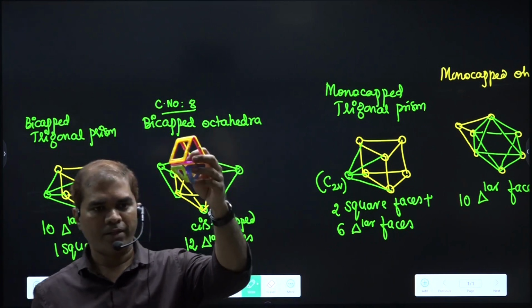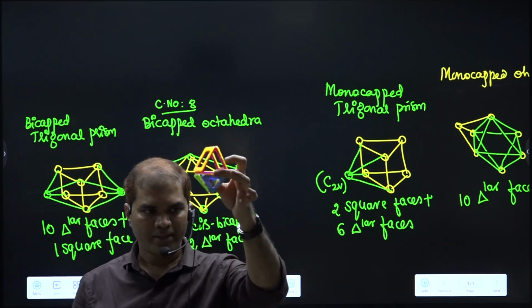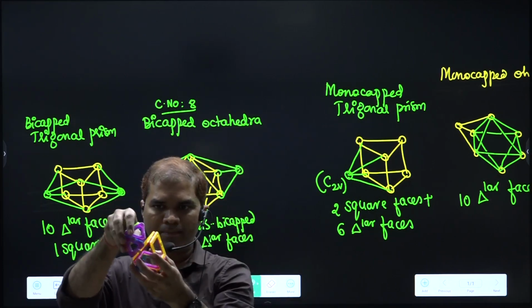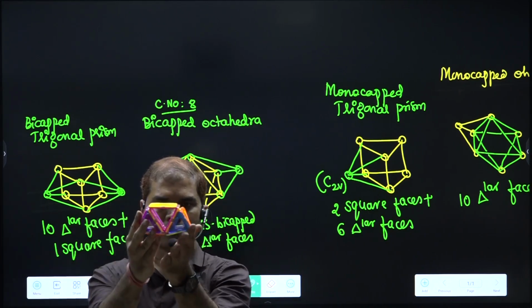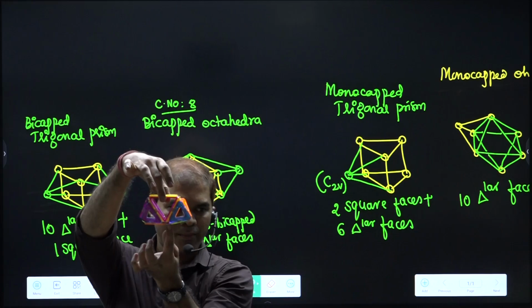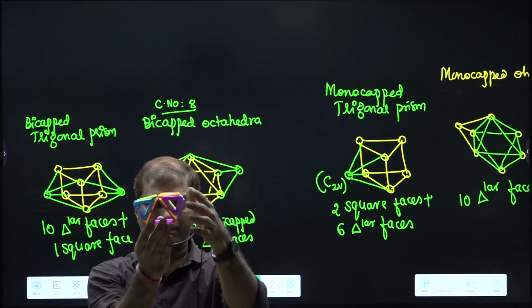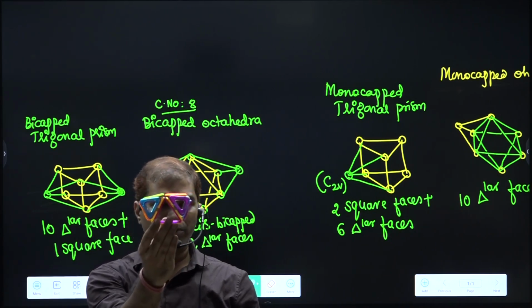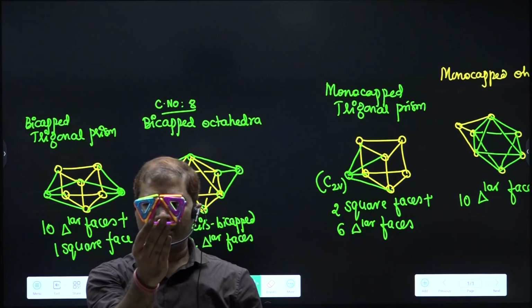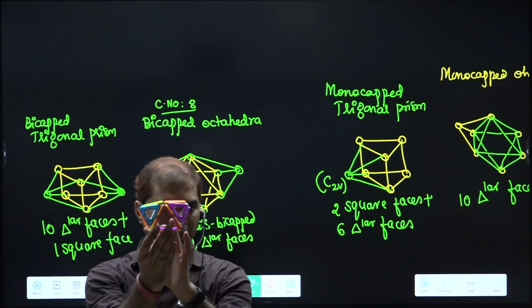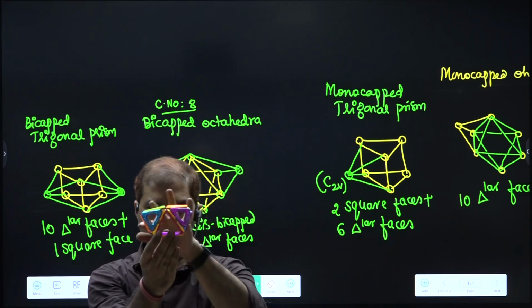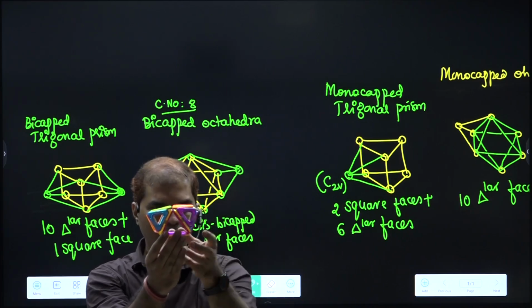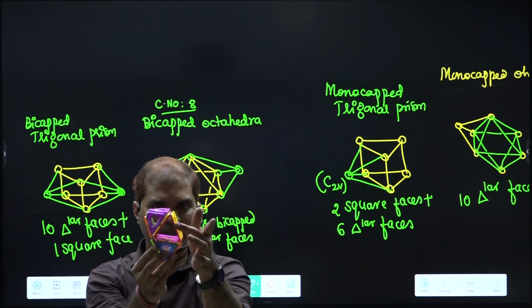Just for a while you watch it and then you can draw. This was monocapped. Okay, this belongs to C2V. Later on I am putting one more cap. This is the structure. What point group? Though there are two triangular faces eclipsed to one another, I cannot pass a C3 because these two, there is no third one. Only two are capped. So I cannot pass a C3 because if I pass a C3, it looks unsymmetric.